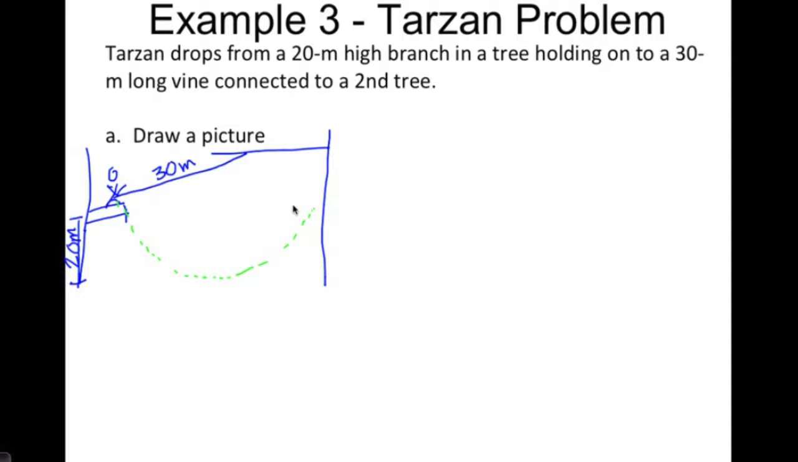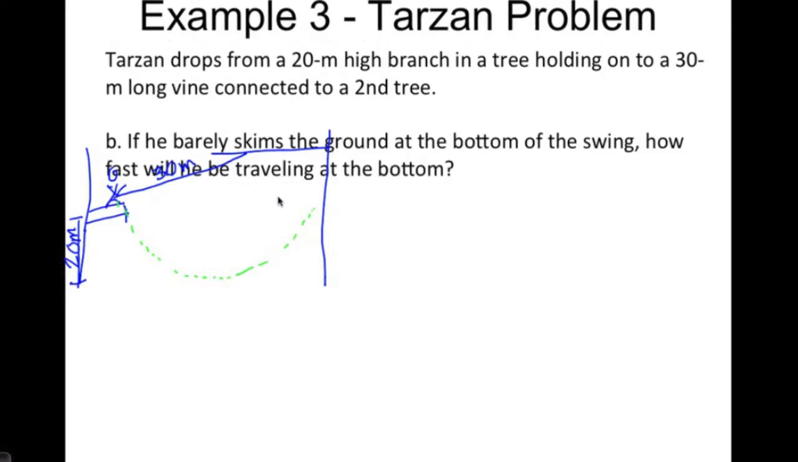And we're looking for a series of things. We're looking next for, if he barely skims the ground at the bottom of the swing, how fast will he be traveling at the bottom? So we're looking right here. If we look at our vine, I guess my picture should have been drawn a little bit more over there, but if our vine's right here, Tarzan would be right there.